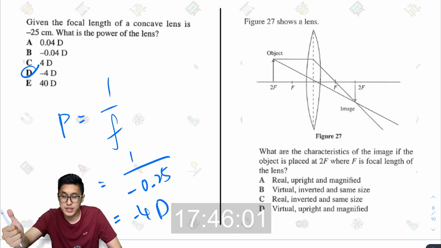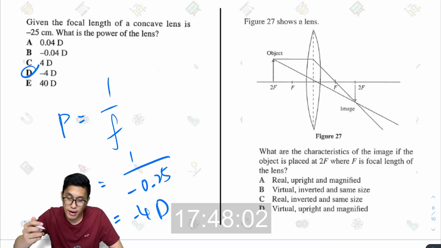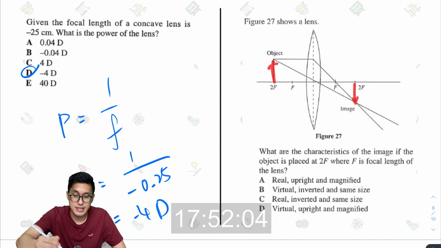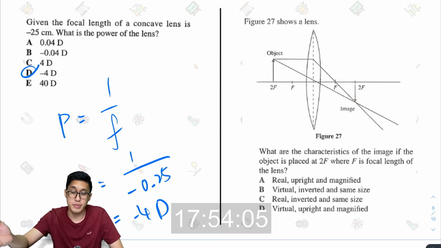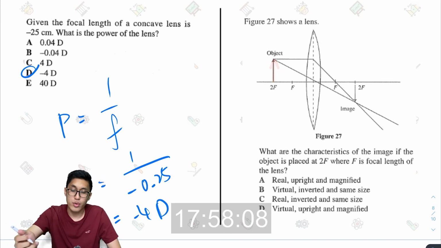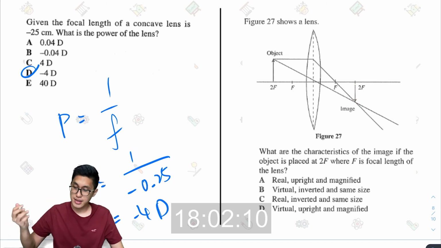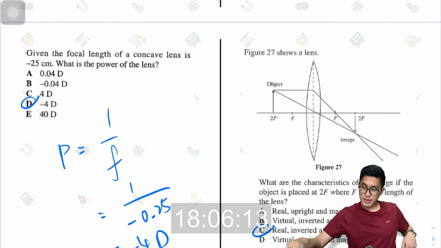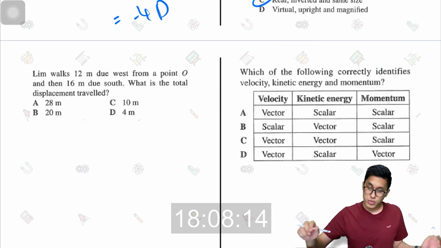So real, inverted. And you can see that it is the same size, right? It is about the same size here. If you measure it, it should be the same size, because if you put your object at 2f, it will appear at 2f at the exact same size. So real, inverted, and same size. So the answer here should be C. Okay, last one. Good.